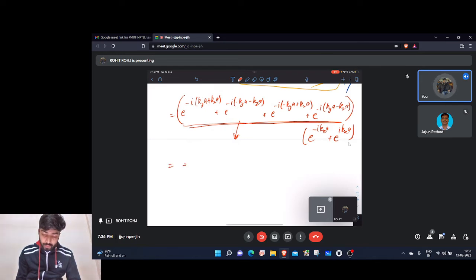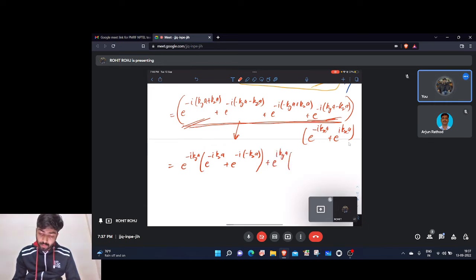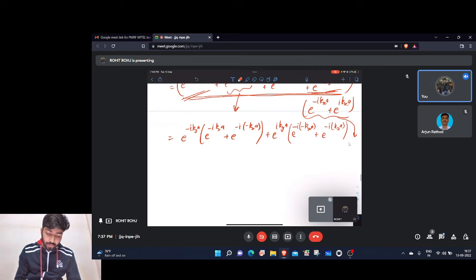If I take e to the power minus i kza common from this bracket, I get inside e to the power minus i kza. And if I take e to the power minus i kya from this one, I have minus of minus kza, plus e to the power, this time taking i kya common from this bracket, we get minus of minus kza, plus the rest of the term available to us is kza. And of course we have this term here, and we have this big bracket.